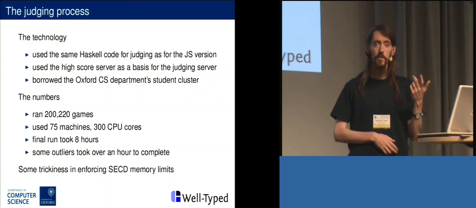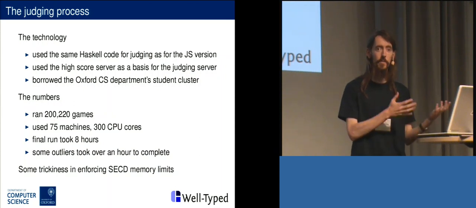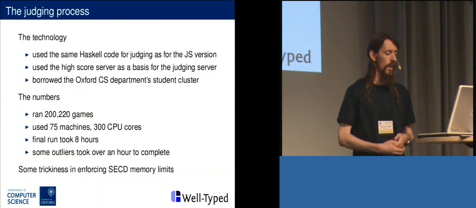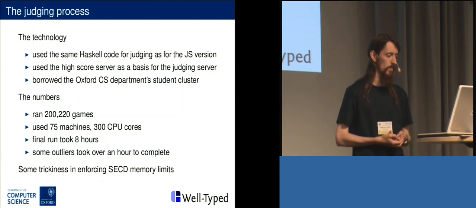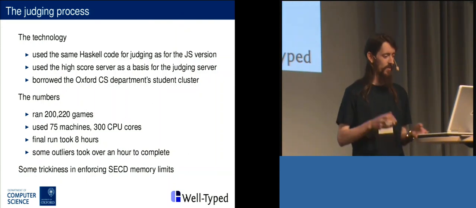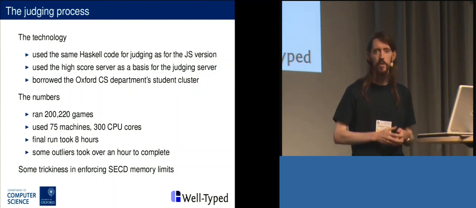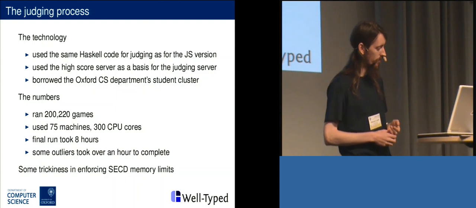So the technology: because we've been using this GAC.js stuff, we were able to use the exact same Haskell code for the judging as we've been giving to participants for their reference implementation. And we used the high score server as a basis for our judging server. And we ran this all on a cluster in the computer science department in Oxford. So we ended up running over 200,000 games on 75 machines. The final run, after we had to do a few trial runs, took about 8 hours. Most took just a minute or so to run, but some took about an hour to run.